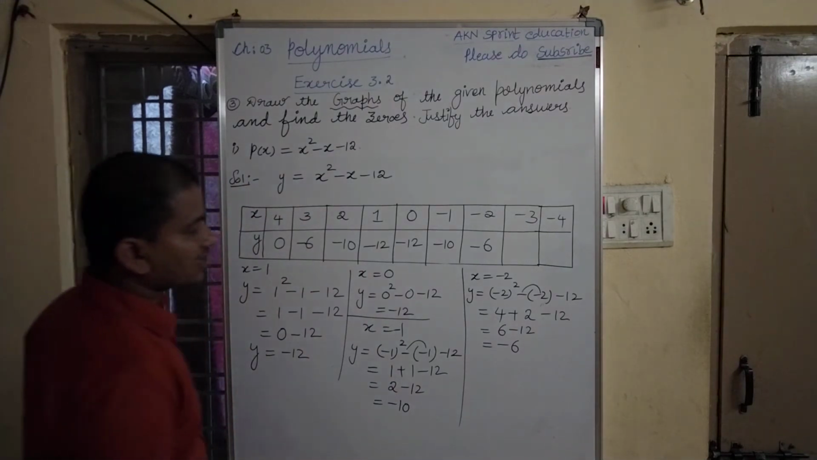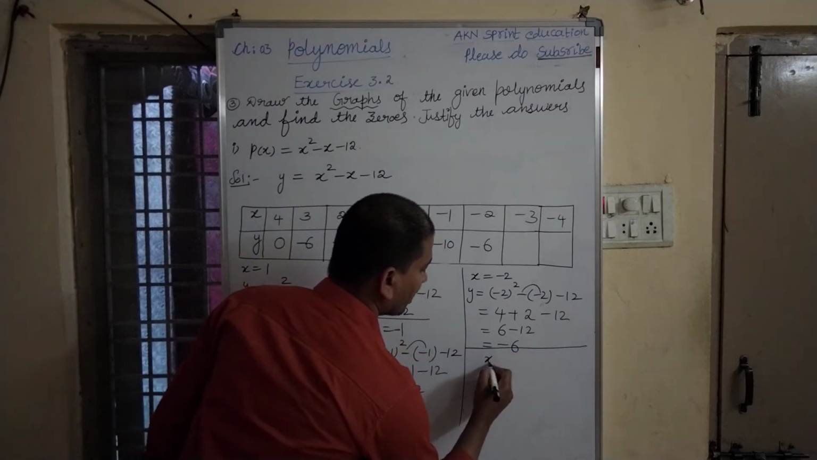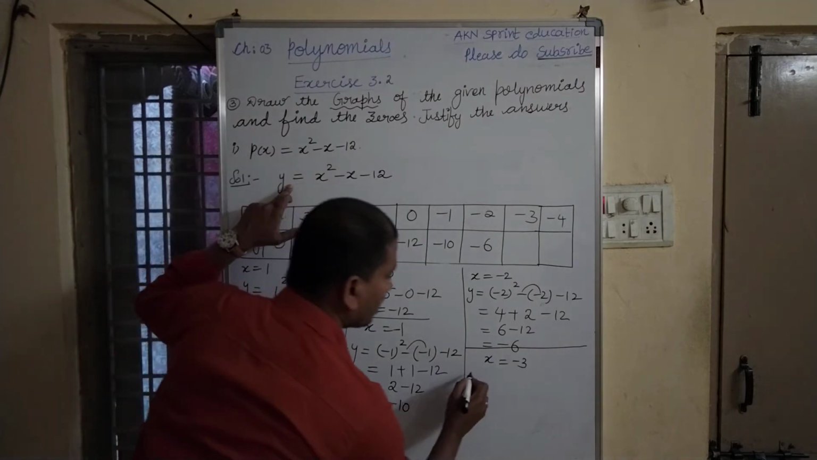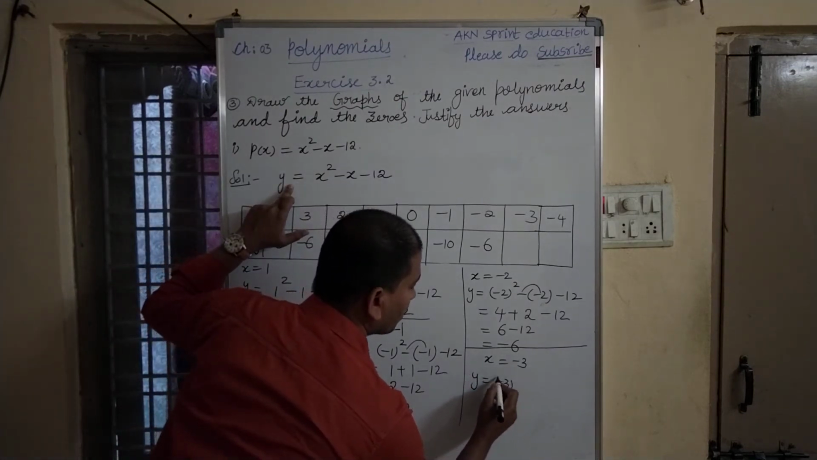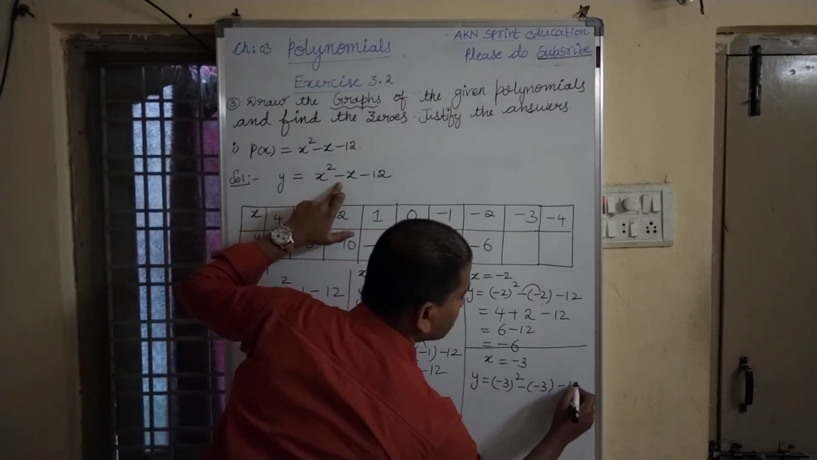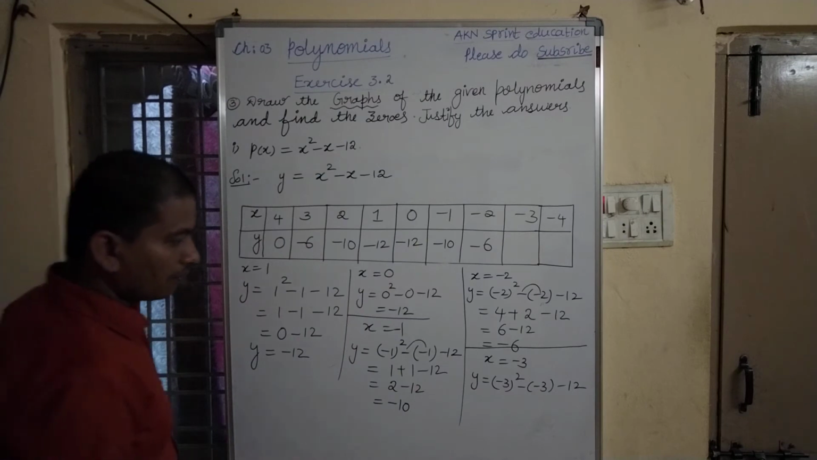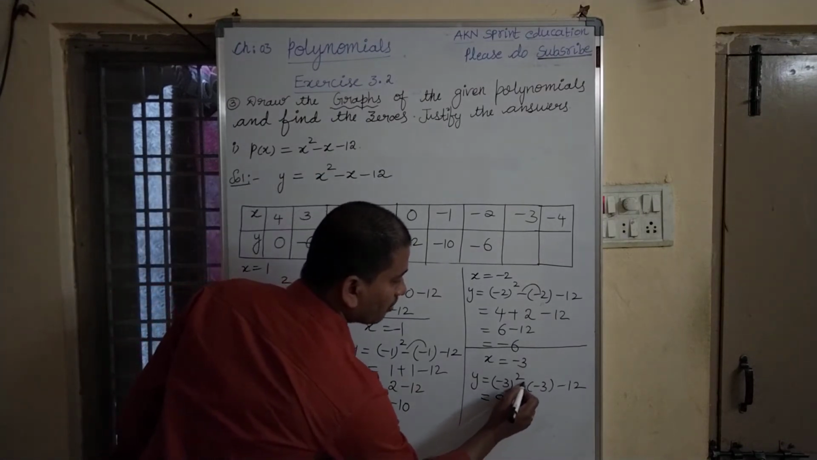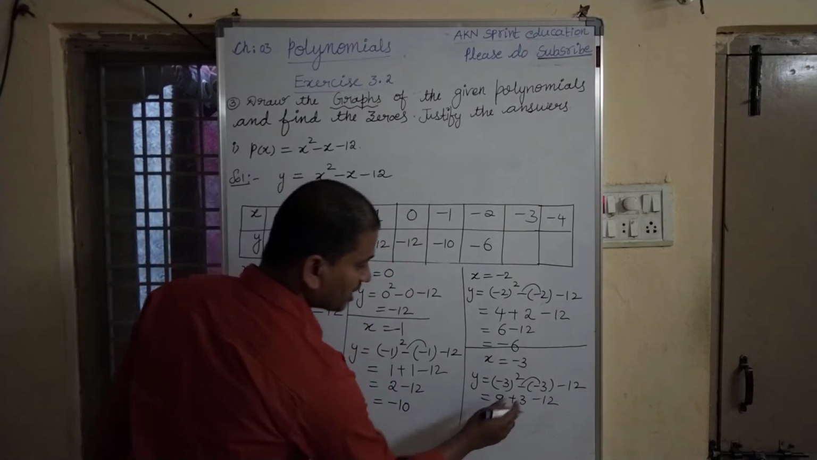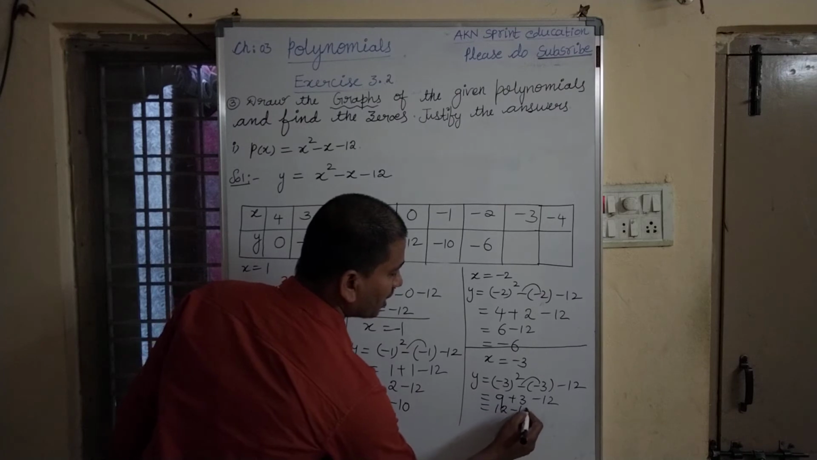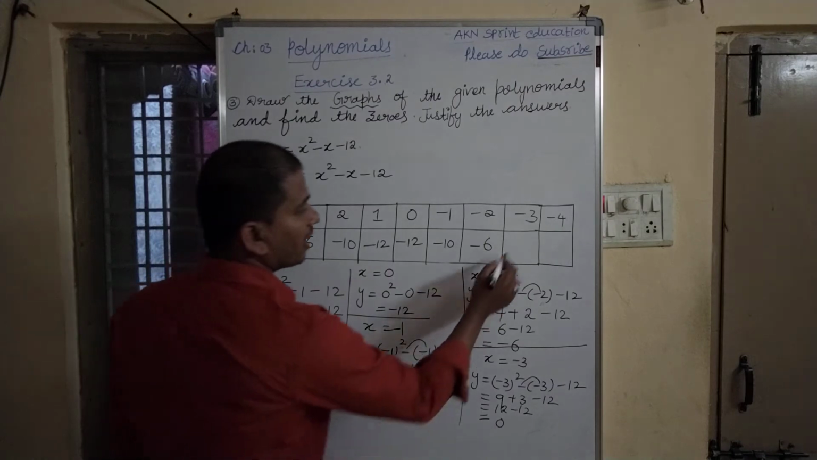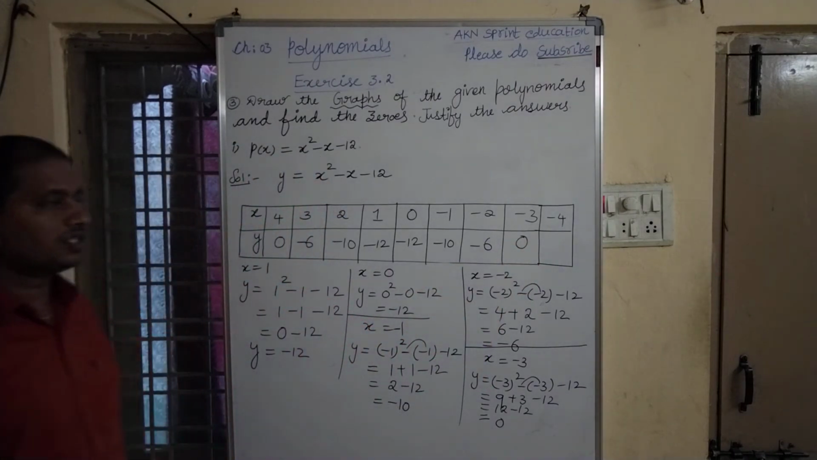Now let me take x equal to minus 3. When x equal to minus 3, what is the value of y? Y equal to minus 3 whole square minus of minus 3 minus 12. Minus 3 whole square is 9, minus into minus plus 3, minus 12. 9 plus 3, that is equal to 12 minus 12. 12 minus 12 is equal to 0. When x equal to minus 3, y value is 0.